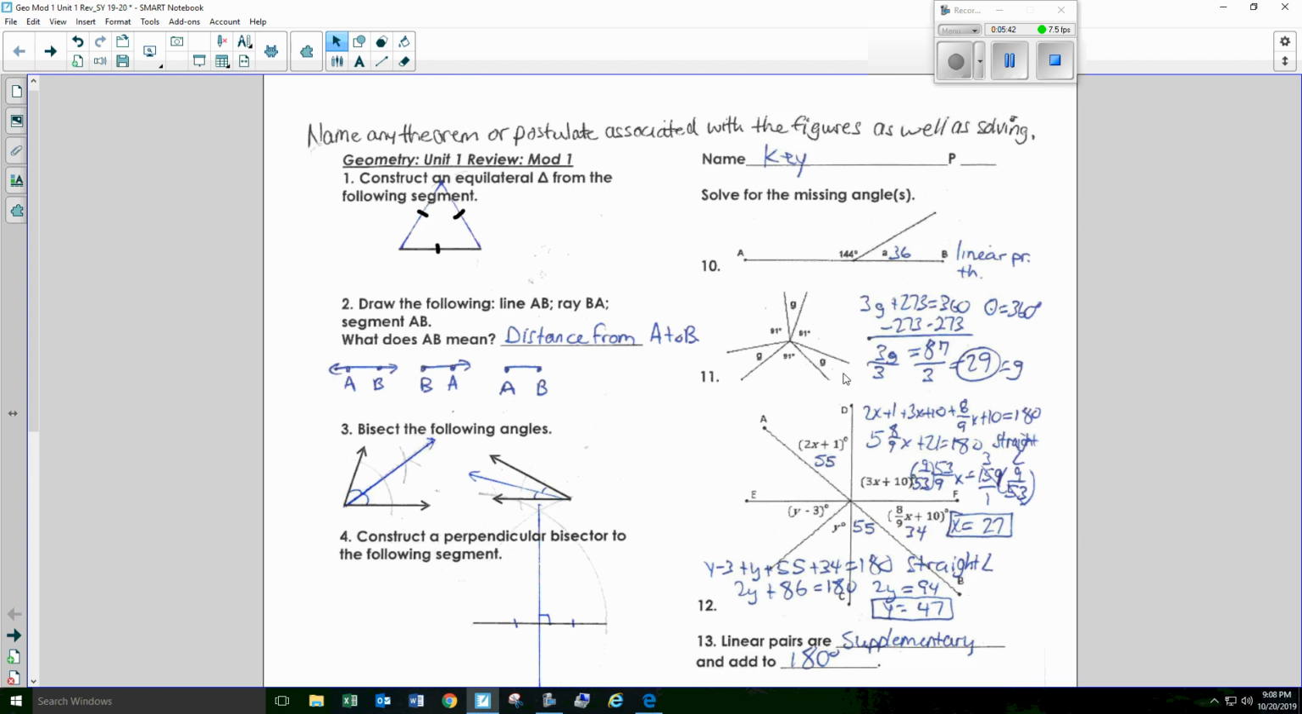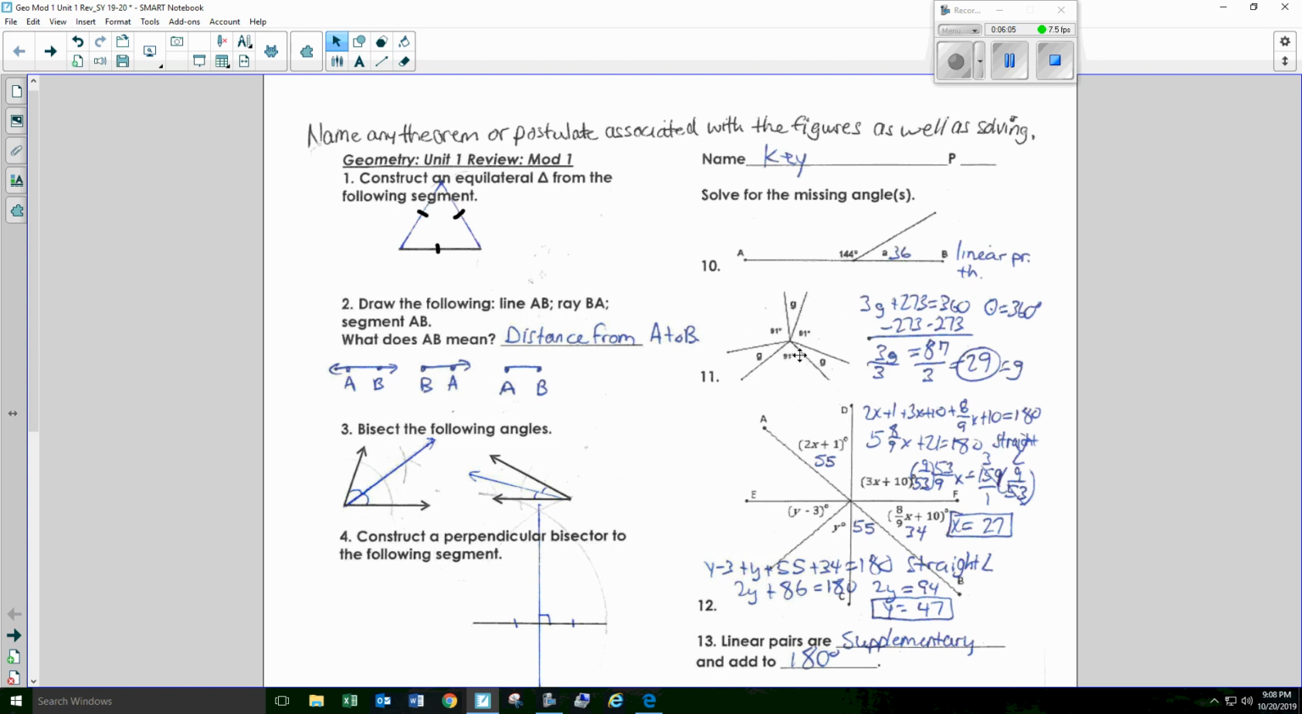All right, number 10, we have a linear pair. Remember, a linear pair is two adjacent angles that form a line. That's why you have the word linear, line, in there. And it's a pair, only 2 angles, not more than 2, not 1. It has to be 2 exactly. And then there's supplementary. Remember, all angles that are supplementary add to 180. So 144 from 180 is 36.